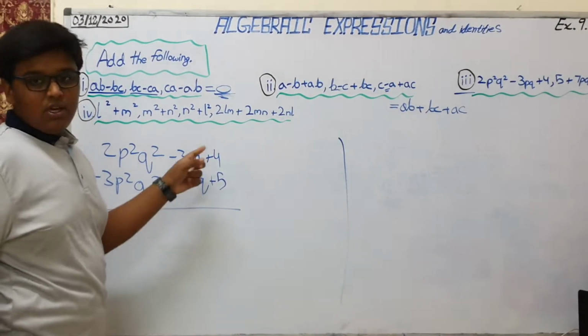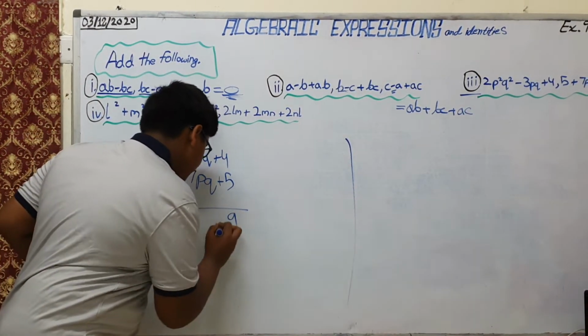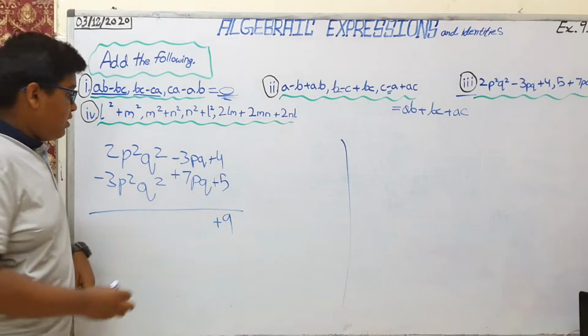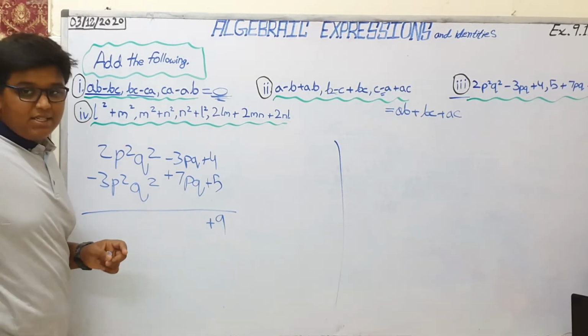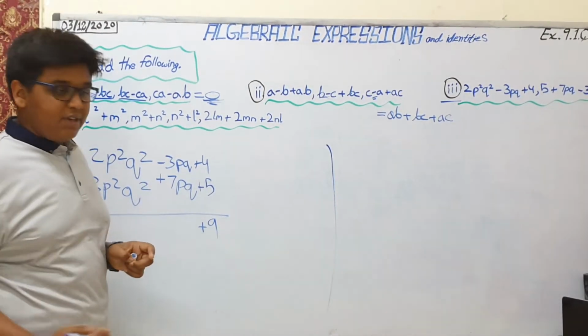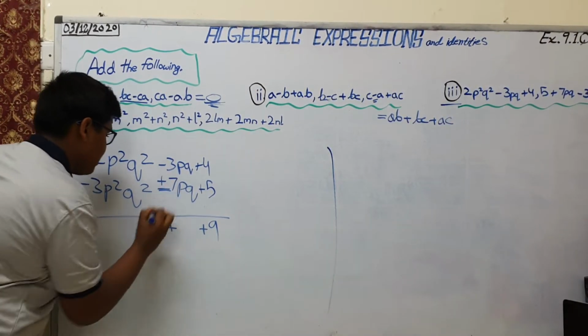So the first one is 4 plus 5, which is equal to 9. Then we are going to write here positive 9. Then minus 3 plus 7. Now minus, plus 7: minus times plus is minus. So negative 3 plus 7 is equal to positive 4, because 7 has the bigger sign.